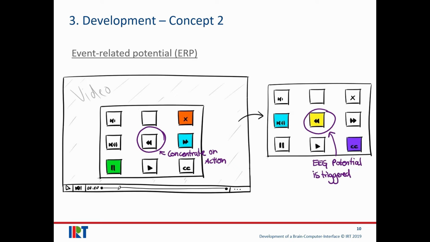An interface using this technique could look like the one in the drawing you can see here, where all available commands are shown on one overlay. Of course, you would still need a method to toggle this overlay with the commands. For this, you could use one single trained command like the motor imagery commands mentioned in the first concept.